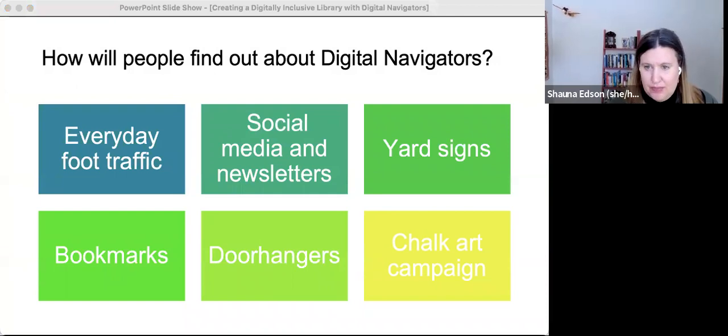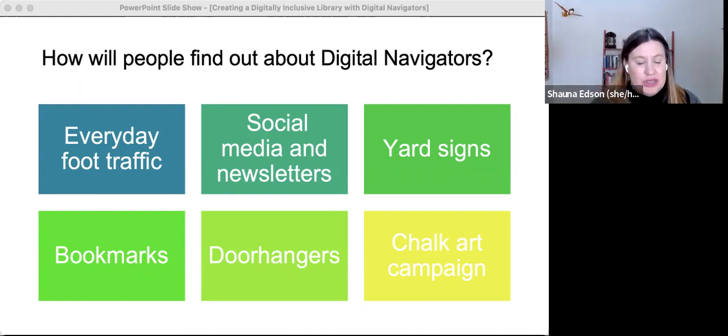So getting the word out about your project and digital navigators can be really tricky. You can have a great project, but if people don't know about it, then it can be really hard to reach folks that aren't connected. So for this project, we worked really hard to create a marketing campaign that was centered around our 3 focus neighborhoods in Salt Lake City.